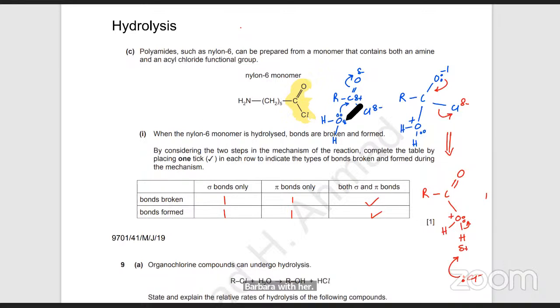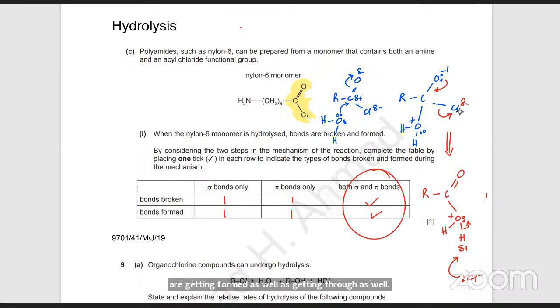Okay, then a sigma bond got formed. The oxygen formed a sigma bond with carbon over here. But a sigma bond got broken as well, right? The C–Cl bond got broken, right? So at the end of the day, both things are happening. Both pi bonds and sigma bonds are getting formed as well as getting broken. So this will be the answer. This is the right one. Erase this. Is that clear? Yes, sir.